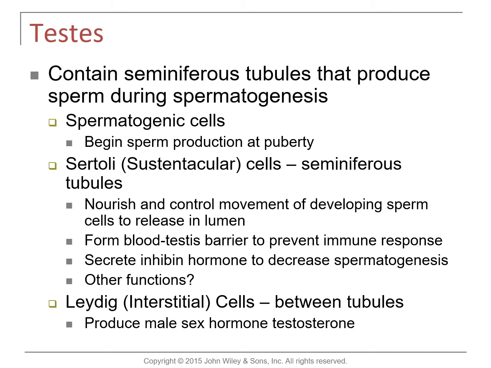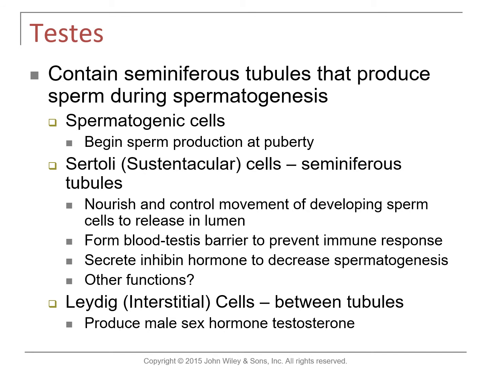Sperm production begins at puberty with a rise in the levels of the hormones that stimulate puberty, and specifically spermatogenesis. Within the seminiferous tubules, there are also Sertoli or sustenacular cells or nurse cells that surround the spermatogenic cells. And during the process of spermatogenesis, these Sertoli cells play several important roles. For example, they nourish and control the movement of developing sperm on their way to being released into the lumen.